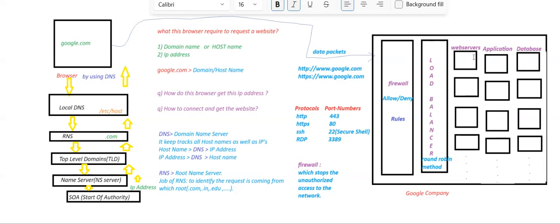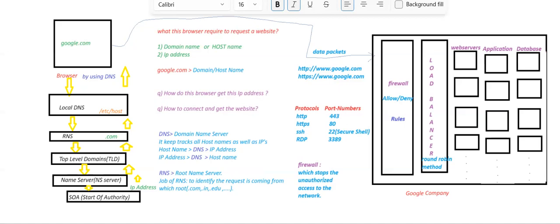Now this web server requests the application server, and this application server requests the database server for the data. Now this database server responds back to the application, then the application sends the response to the web server, then the web server responds back to us. So in this way we get the response.